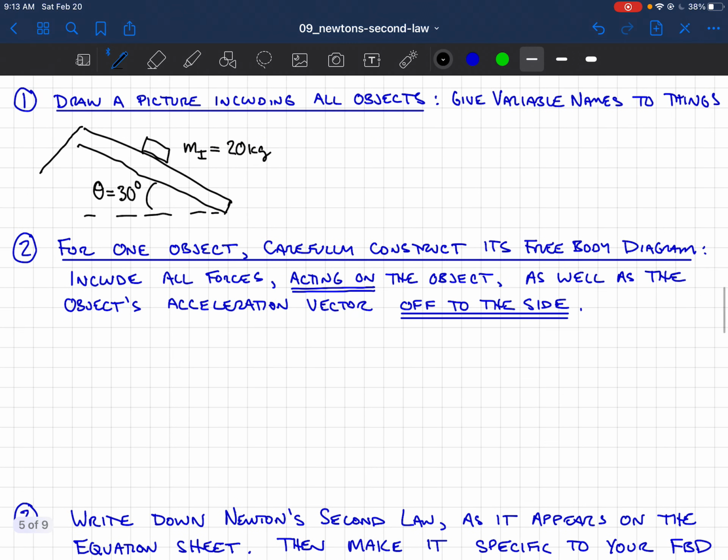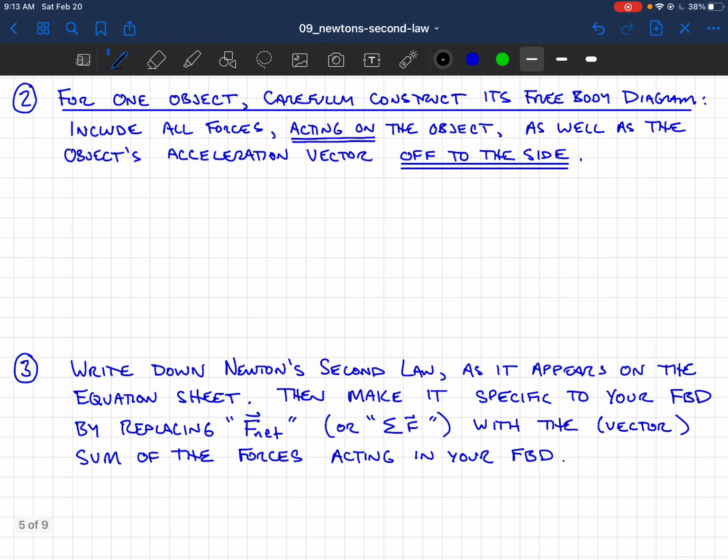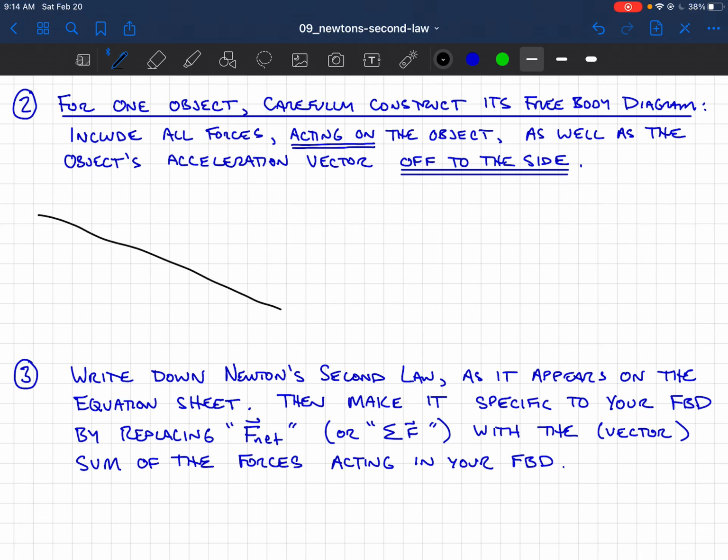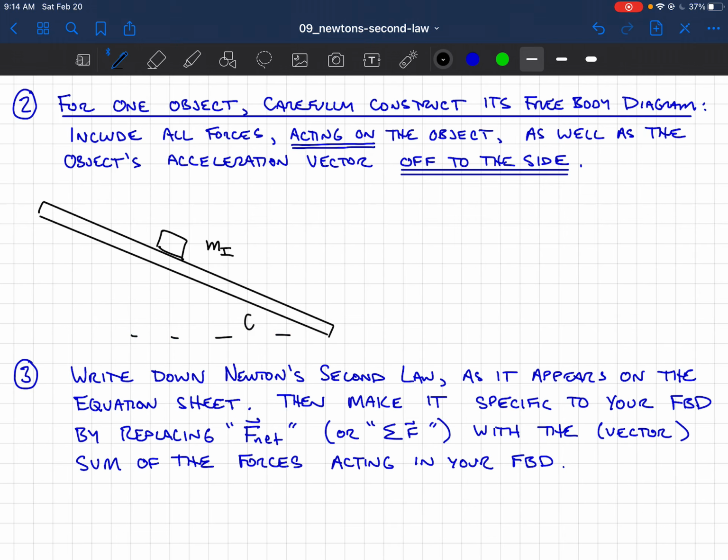So, for one object, and in this problem we only do have one object, carefully construct its free body diagram. So let's redraw that picture. I'll be drawing it multiple times here to give you a sense for what's going on along the way. So here's our object. I call it mi, and I want to draw the free body diagram for that object. So that means I need to go through the list of forces in my head and ask whether they exist. In addition to the forces acting on the object, I want to also show the acceleration vector of the object. So hopefully there's some information in the problem that will allow me to know what that looks like.